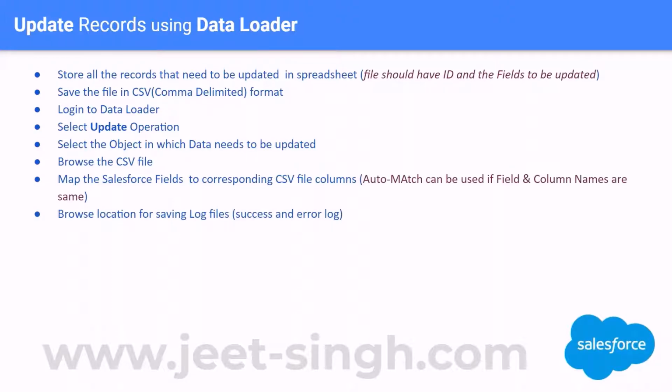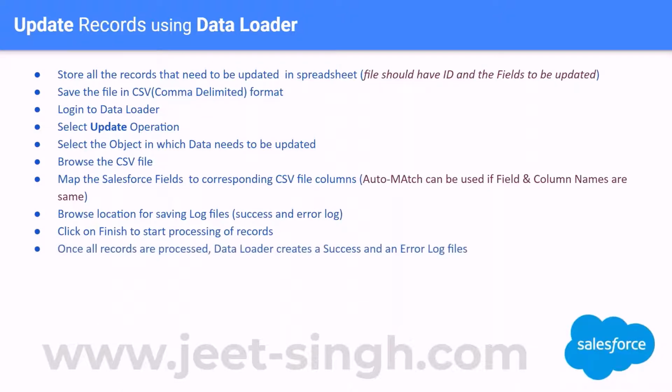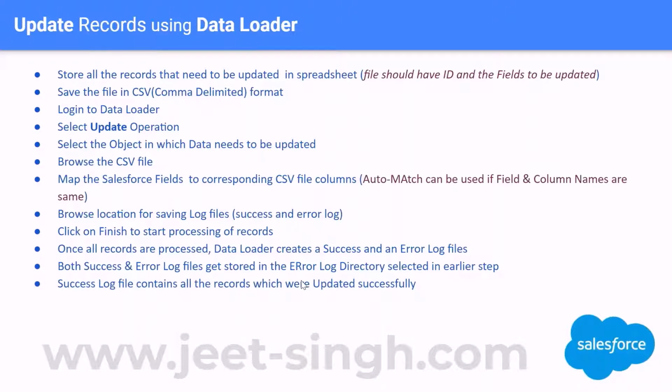We have to browse the location for saving log files. Where do we want to store the success and error log files? Then click on finish to start the processing of records. Once all the records are processed, data loader creates success and error log files. Both will get stored in the log directory that we just specified. The success log file will contain all the records which were updated successfully, and the error log file will contain all the records which could not be updated due to error.